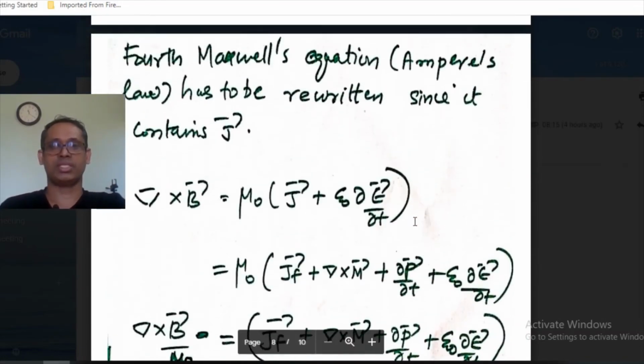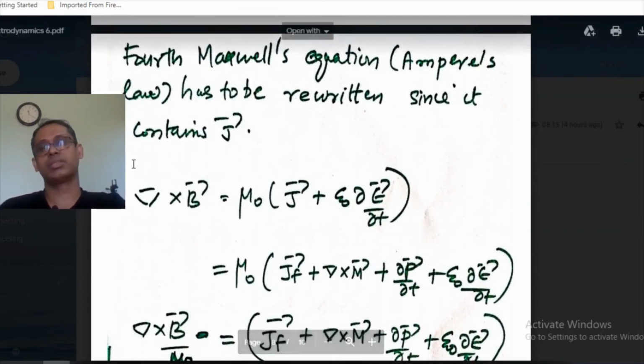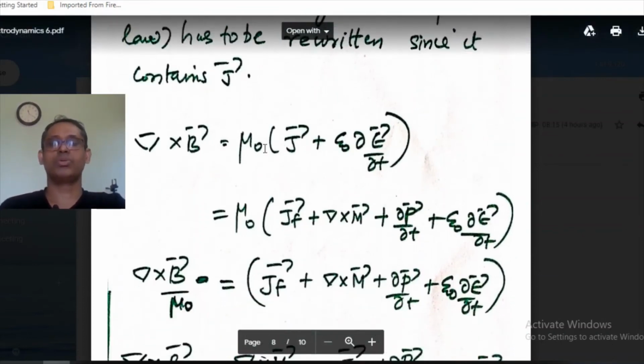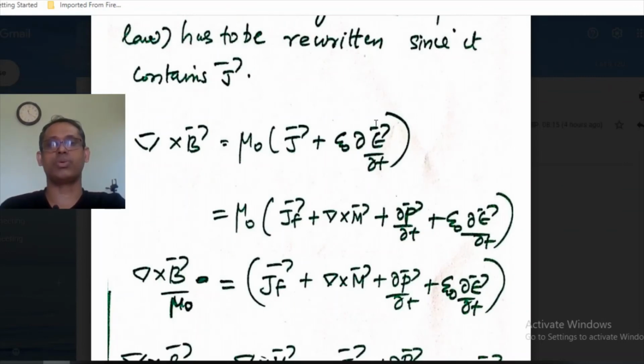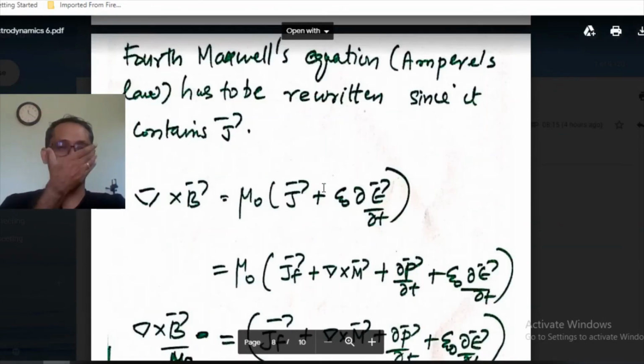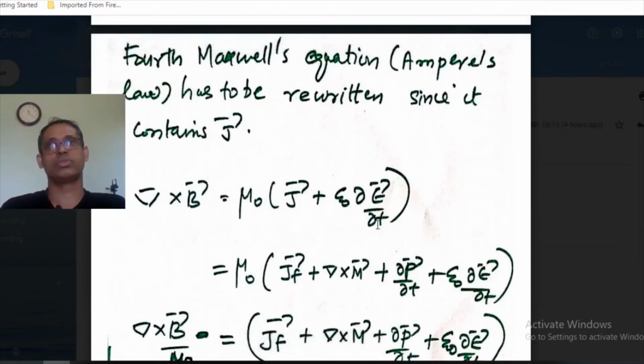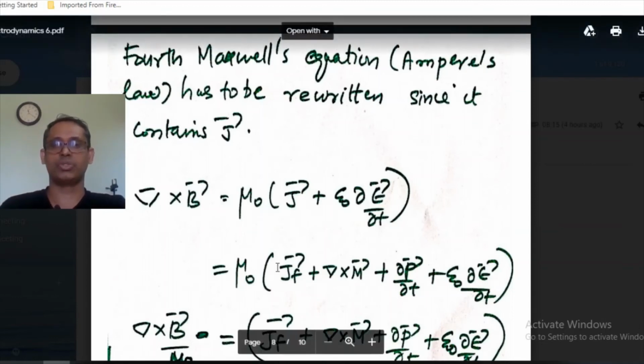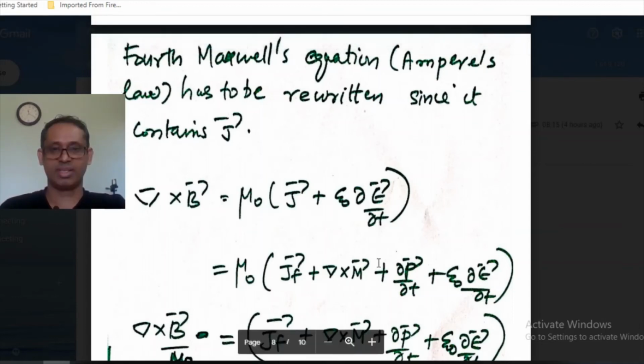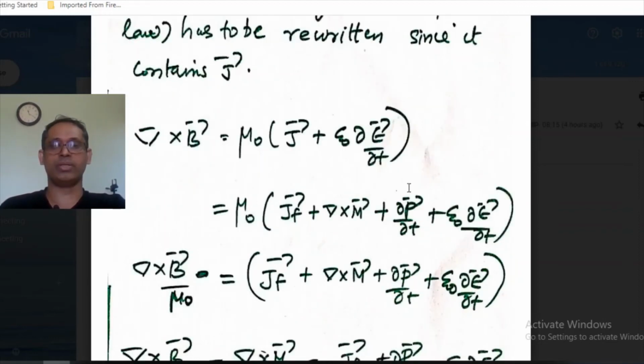The fourth equation changes because it contains current density. So del cross B equal to mu 0 J plus mu 0 epsilon 0 dou E by dou T. For J, we have to write the expression that we saw. The current density is the sum of three terms: free, bound, and polarization. So we write mu 0 times JF plus del cross M, which is the bound current density, and dou P by dou T, the polarization current density, and then this term epsilon 0 dou E by dou T.